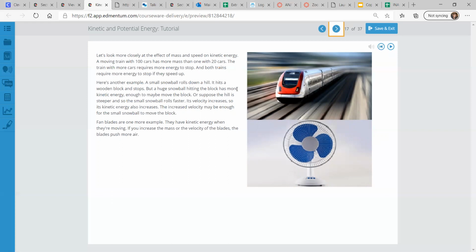Here's another example. A small snowball rolls down a hill. It hits a wooden block and stops. But a huge snowball hitting the block has more kinetic energy and maybe enough to move the block. Or suppose the hill is steeper, and so the small snowball rolls faster. Its velocity increases, so its kinetic energy also increases. The increased velocity may be enough for the small snowball to move the block as well.